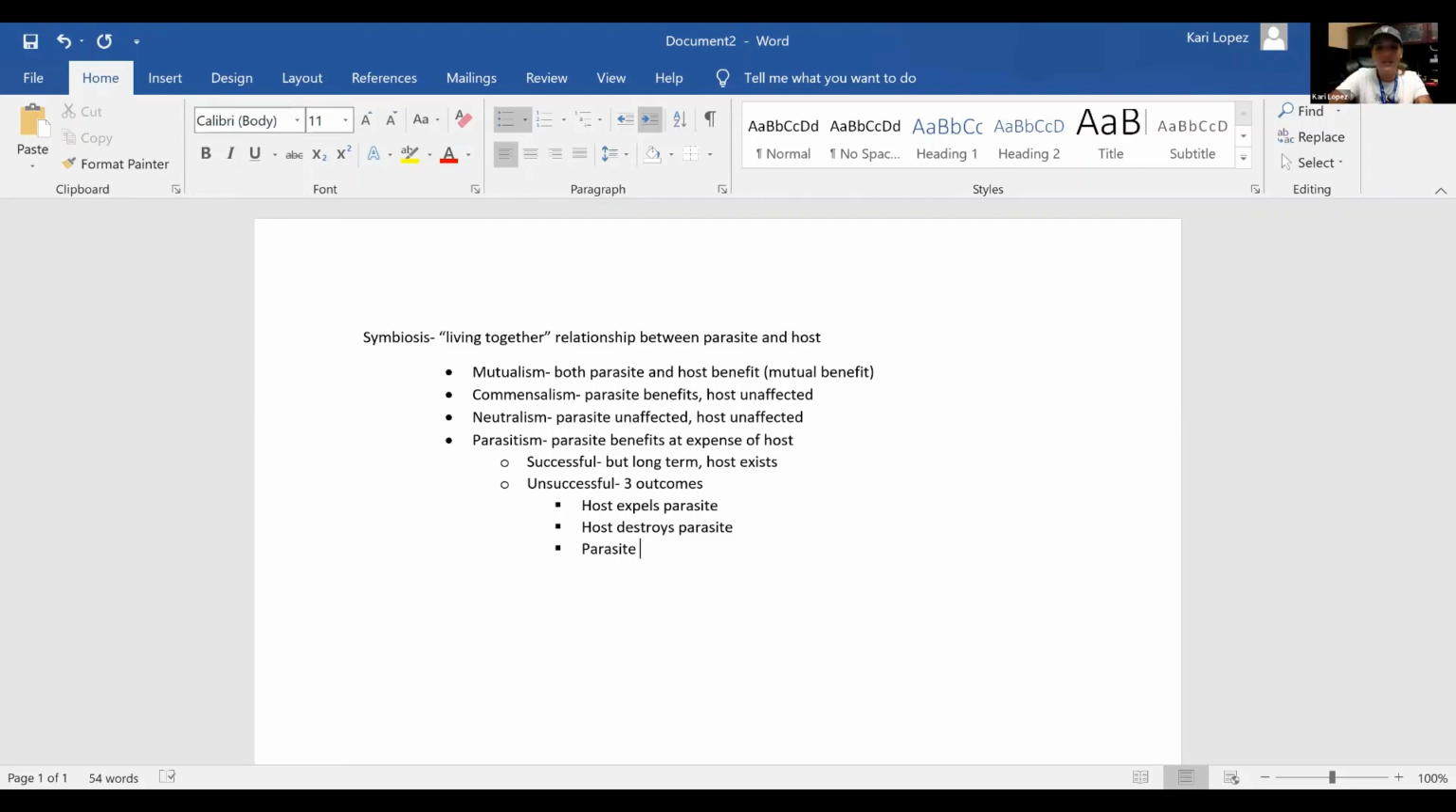And then the last outcome of an unsuccessful parasite is the parasite will kill the host. Which you're like, yeah, it did its job. But no, because once it kills its host, it has to find a new one. And there's not a lot of them that can live. Strongyloides can live without a host, but most of them can't live very long outside of a body.